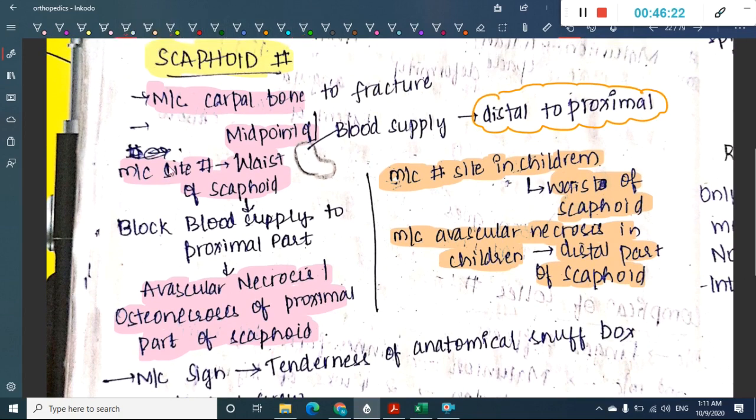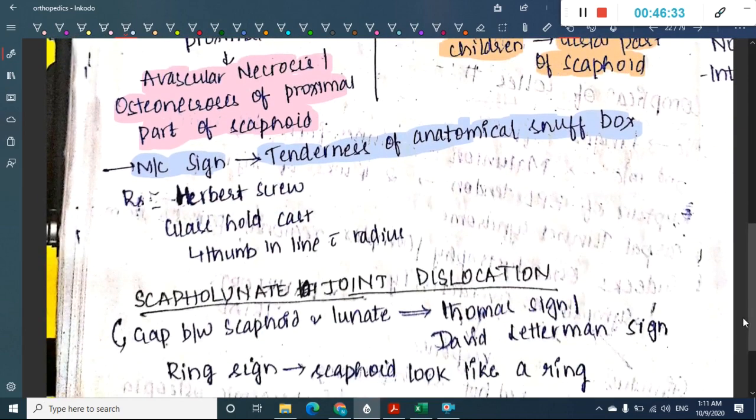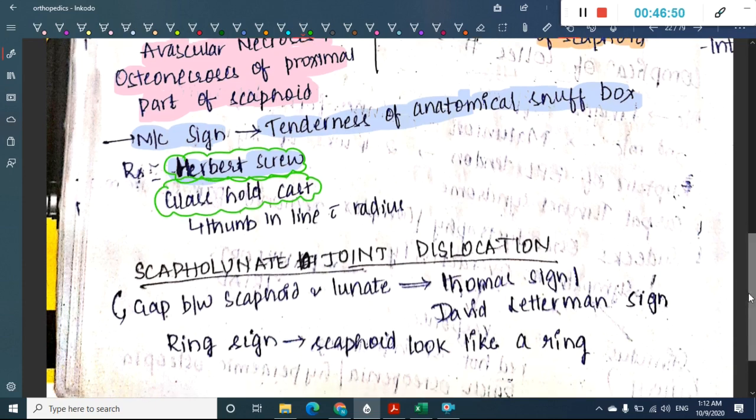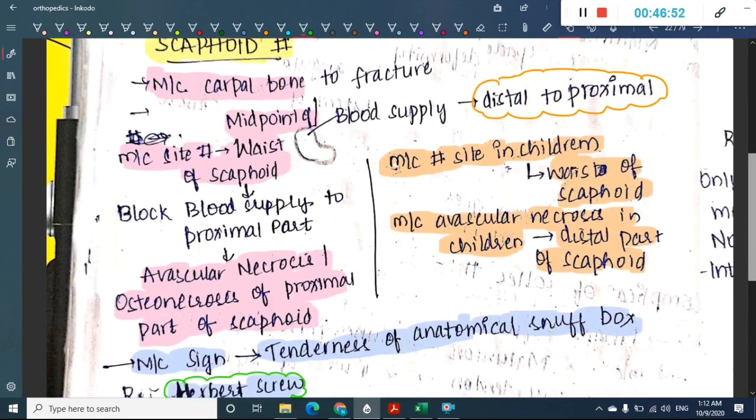So you have seen all these. Now what is the most common sign? The most common sign which you see here is tenderness of the anatomical snuff box. Then what is the treatment of choice? A screw called the Herbert screw is used in the treatment. We also use one more, which is a cast called the glass holder cast, where the thumb is put in line with the radius. So this is about the scaphoid fracture.